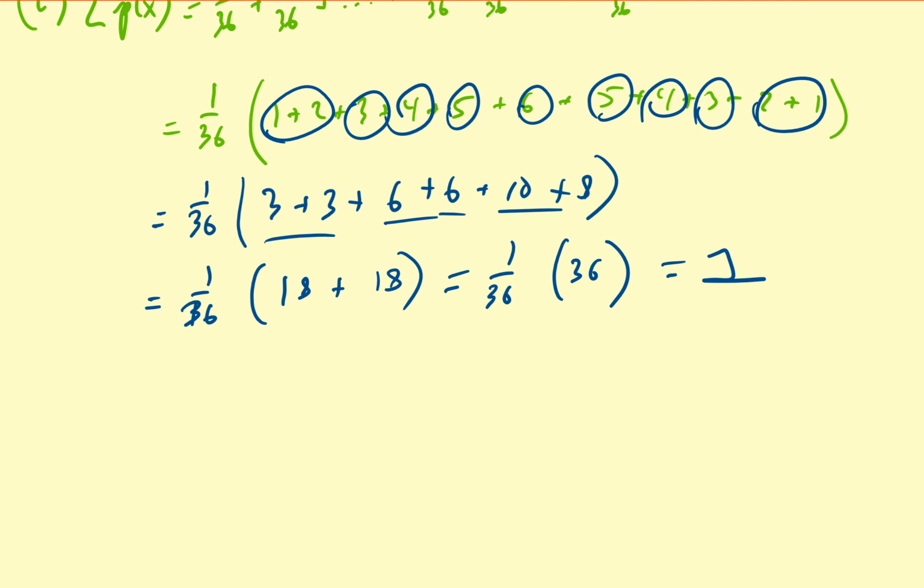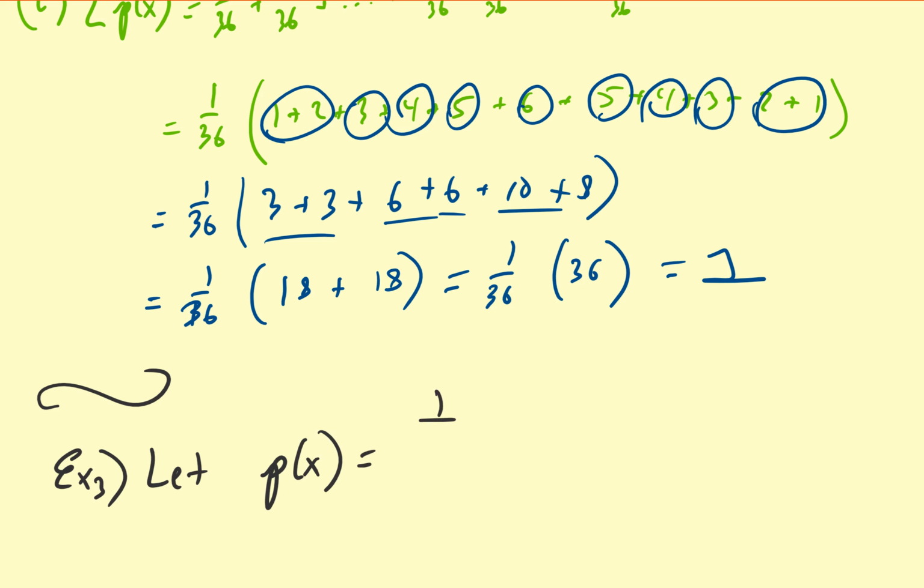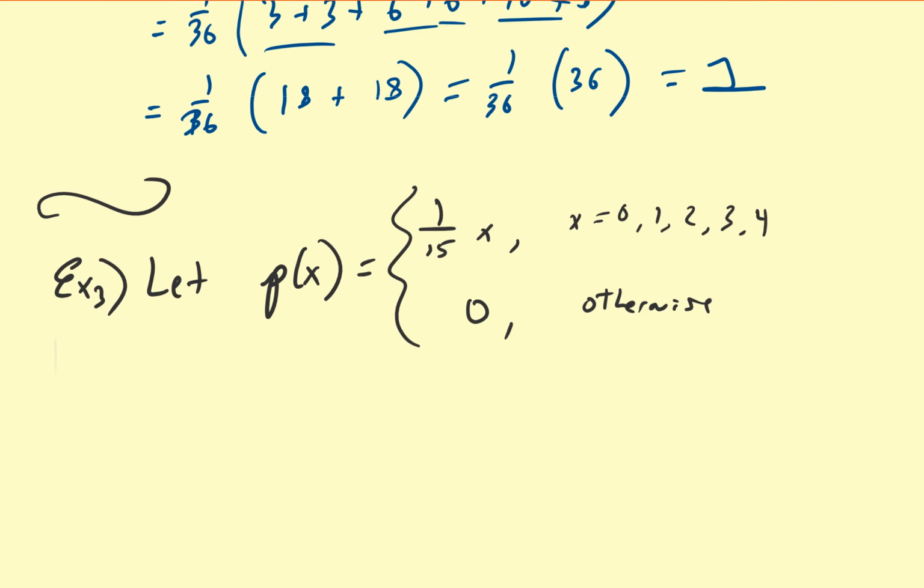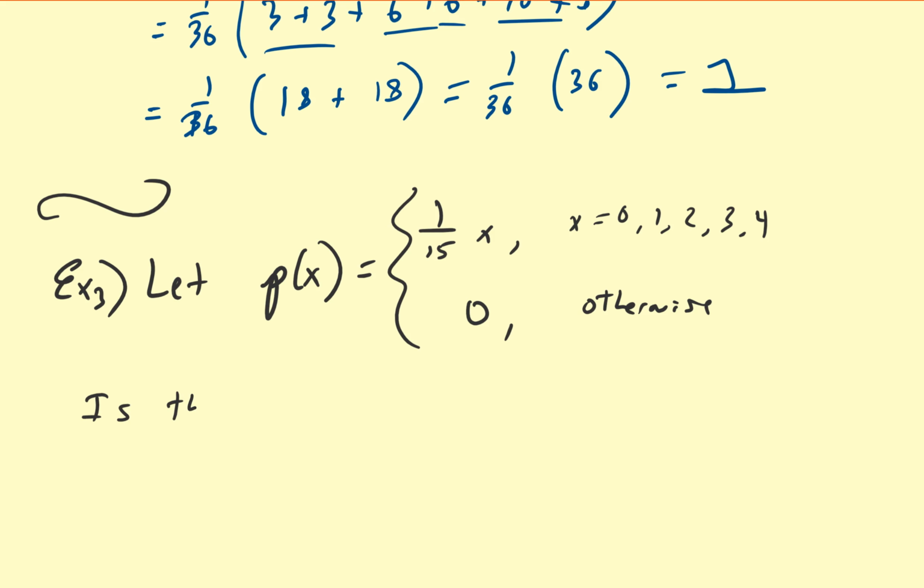So let us do one other example. So let p of x be equal to 1 divided by 15 times x, and that's if x is equal to 0, 1, 2, 3, and 4. And let it be equal to 0 otherwise. So is this a probability mass function?